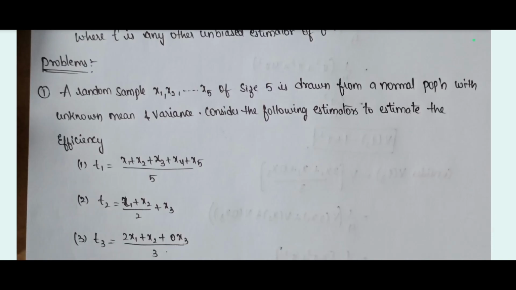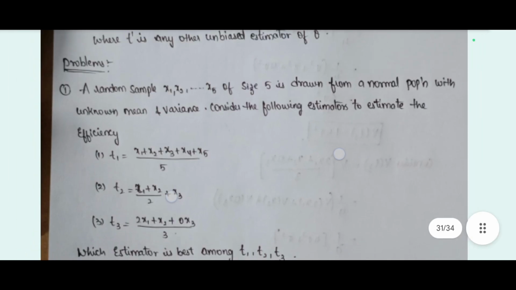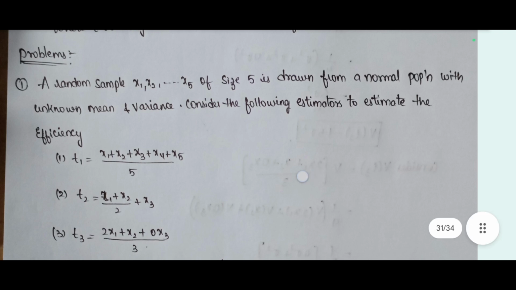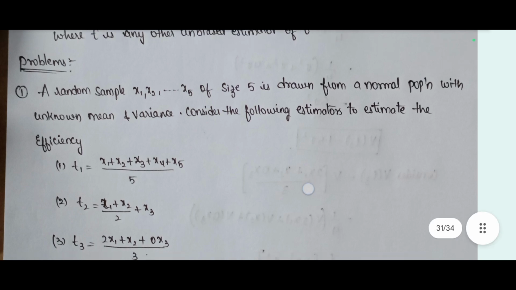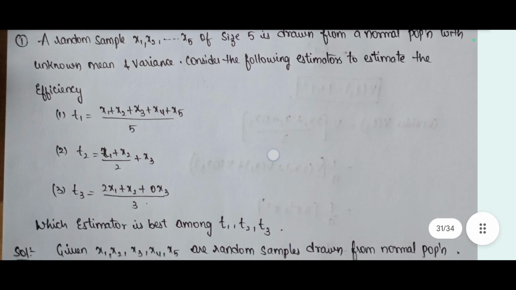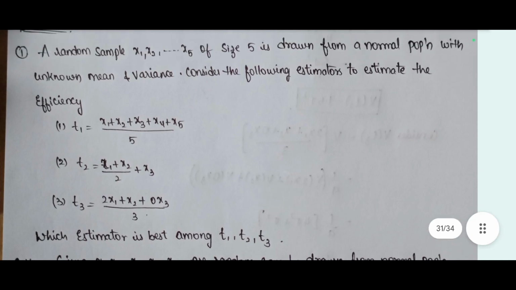Next, let's see some problems for understanding this calculation of efficiency. A random sample x1, x2, x3, x4, x5 of size 5 is drawn from a normal population with unknown mean and variance. Consider the following estimators to estimate the efficiency. Here T1, T2, T3 are given, and they are asking you to find out which estimator is the best.